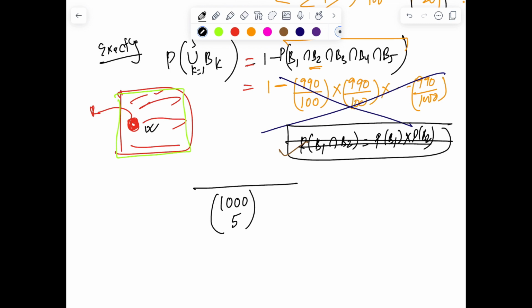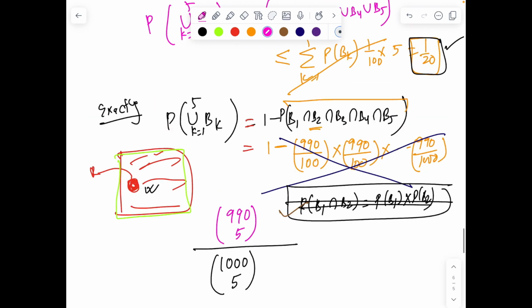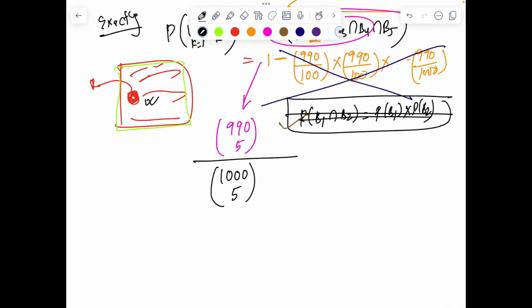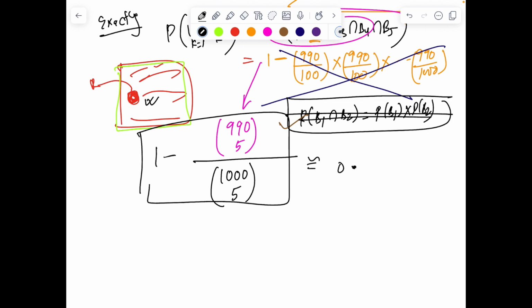Let's say you name the balls B1, B2, till B1000, so any 5 balls could have been taken. Now among these 5 balls, none should be red, which gives 990C5, because in this way the 5 will definitely not pick a red ball, divided by the total possibilities, the sample space of picking 5 balls, which is 1000C5. So 1 minus this is the answer, and if we calculate it, it will be approximately 0.0491. I have already calculated this.